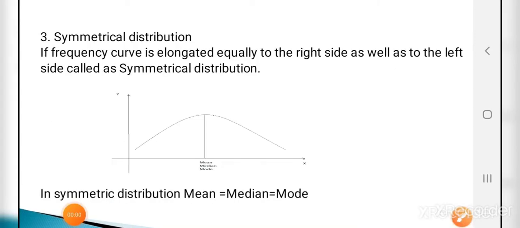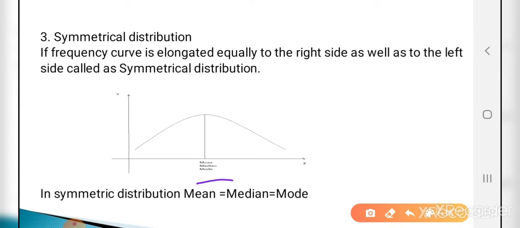Now the last, symmetrical distribution. If the frequency curve is elongated equally to the right side as well as to the left side, it is called the symmetrical distribution. So, in symmetrical distribution, what is the relationship between mean, median and mode? What is median? Median is the middlemost observation. So, median is situated in the middle.